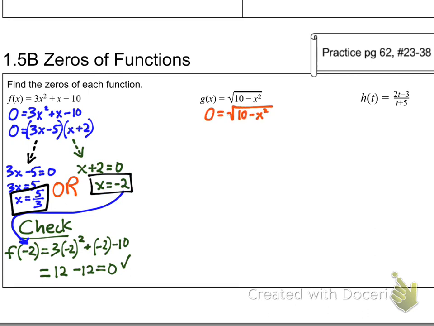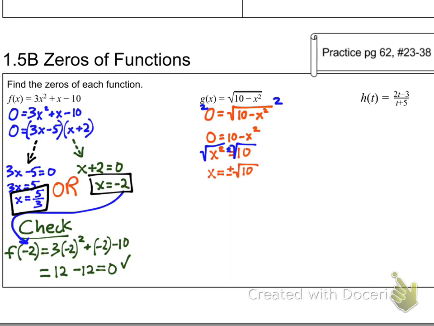We have the square root of 10 minus x squared. I want to substitute in a 0. Say, okay, when is the output equal to 0? Let's square both sides, and then let's solve for that. One thing to remember, when you take a square root of both sides, you've got to put plus or minus, because that means there's more than one possible solution.